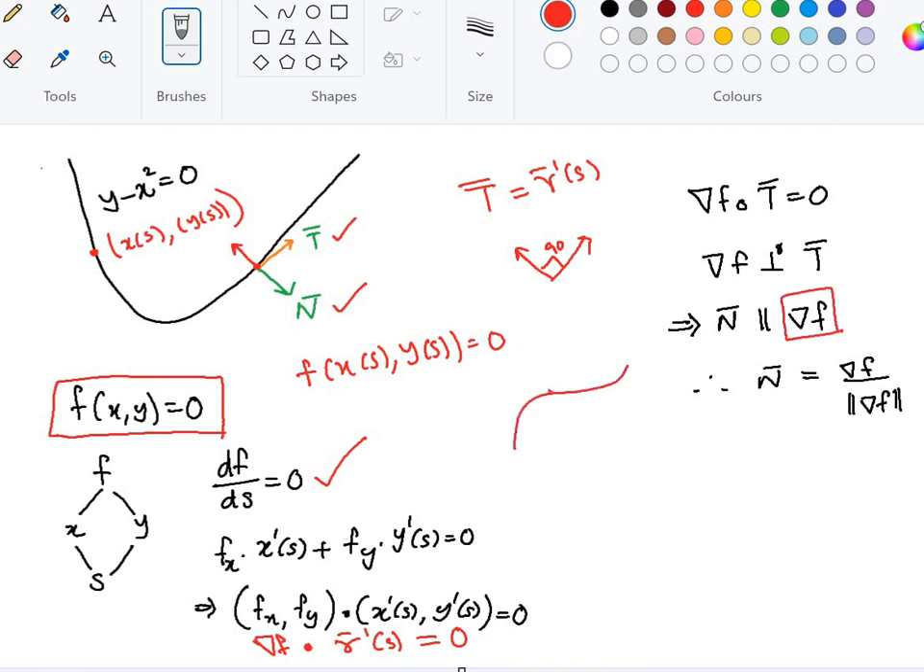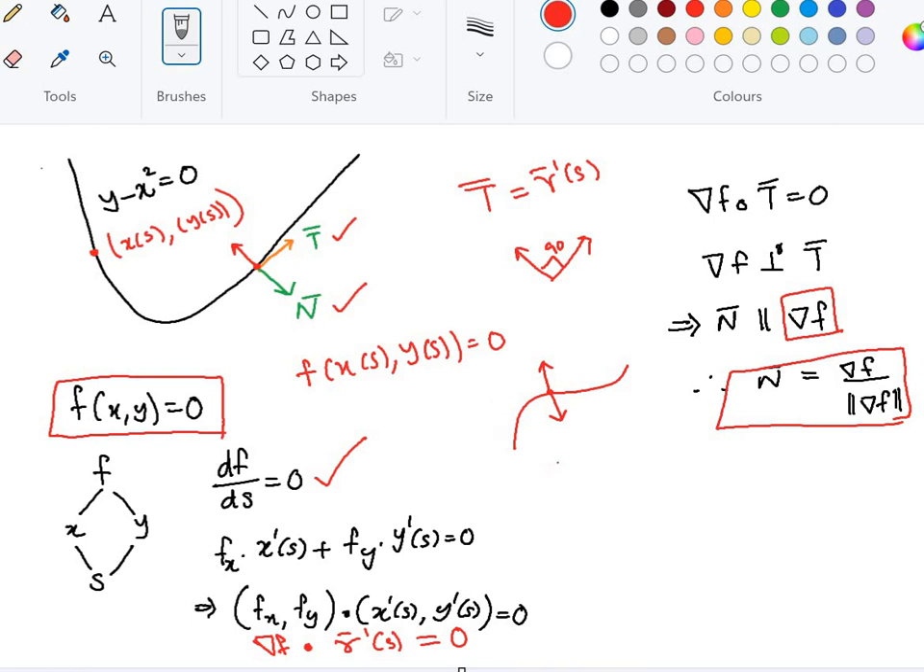So if this is a curve, then the gradient at this point will be this vector. Okay, or it can be also this vector. So n bar is equal to del f. N bar is a unit vector. So n bar is nothing but del f divided by length of del f, norm del f. Okay. So this is how we can calculate the unit normal vector using the gradient equation.